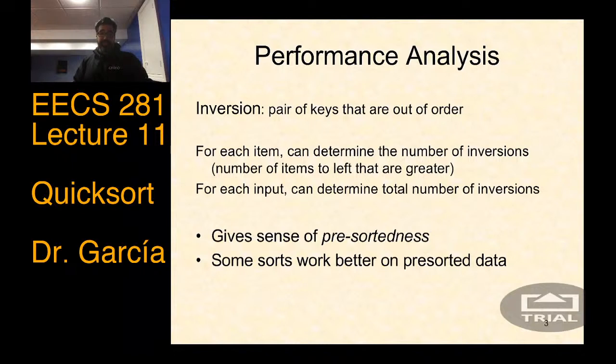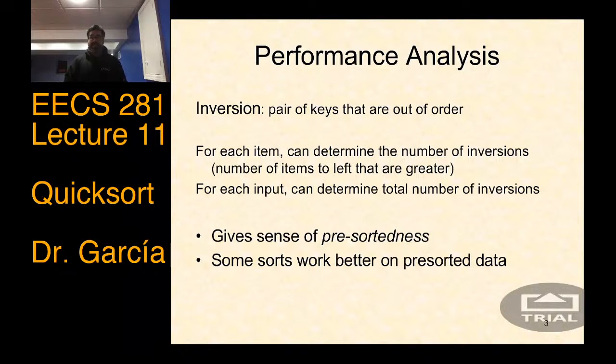So for each item, you can determine the number of inversions, which would be nothing more than the number of items to the left that are greater, right? So you look at an item, and then you basically iterate over all the elements that are to the left, right? If any of those items are greater than the item that you have been looking at, then that's an inversion. Okay? And then, of course, when we do that for each item that we're given as input, or each element, then we can determine the total number of inversions that we get in the input array. Okay, so this gives a sense of pre-sortedness.